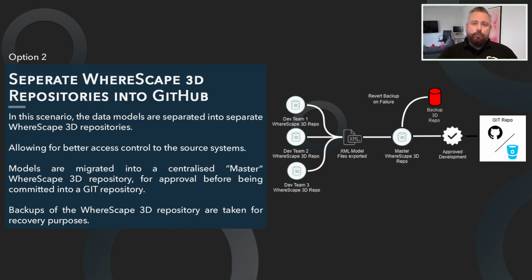So in this option, WhereScape 3D has been set up in a slightly more mature way. Rather than having a single repository that lots of developers coordinate in, we have smaller repositories at a team or an individual level that will then push changes via the XML files into a central repository. So this helps us to break down developer responsibility or control access over source systems in a slightly different way.